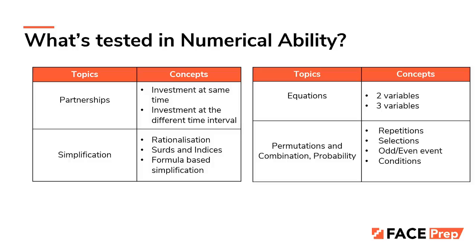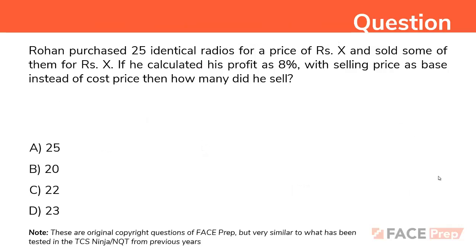Now let's shift our attention to a very important section where we'll be discussing a previous year question and also tell you how to approach a particular question. Let's solve this question which says: Rohan purchased 25 identical radios for a price of rupees X and sold some of them for rupees X. If he calculated his profit as 8% with selling price as base instead of cost price, then how many did he sell?